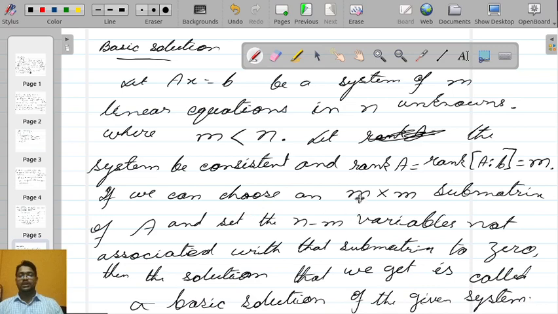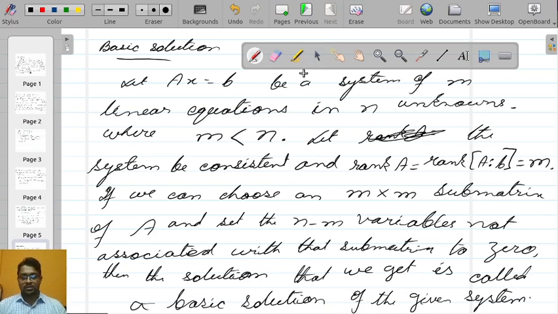Right? If we can choose an m by m submatrix of A and we set the n minus m variables not associated with that submatrix to 0, then the solution that we get is called a basic solution of the given system. Okay, so it's not necessary that every system of equations will have a basic solution. There may be some systems where you cannot find a basic solution.